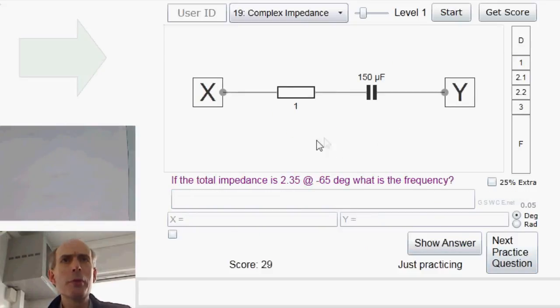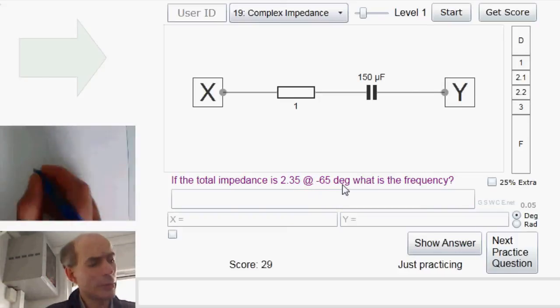Now this one is a bit different. It's asking what the frequency must be for this series combination of a resistor and a capacitor to have a total impedance of 2.35 ohms at minus 65 degrees.